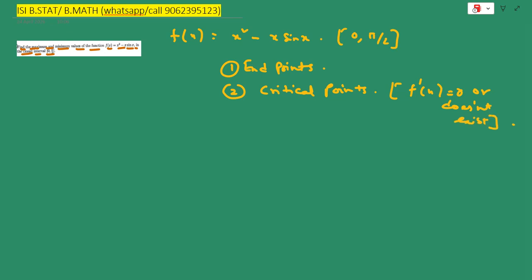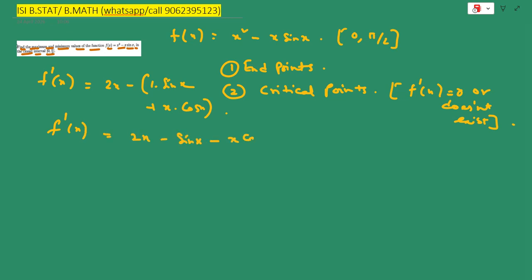Now think of it like a treasure hunt. The treasure is either at the very beginning of the path, or at the very end, or at the spots where the path changes direction. So let's find the critical points. We need f dash x, right? Using the power rule and the product rule, f dash x is basically 2x minus 1 into sin x plus x into cos x. So f dash x will be equal to 2x minus sin x minus x cos x.